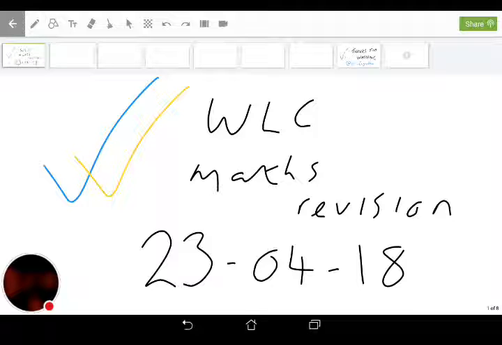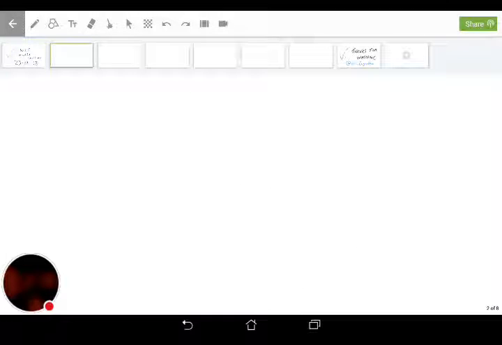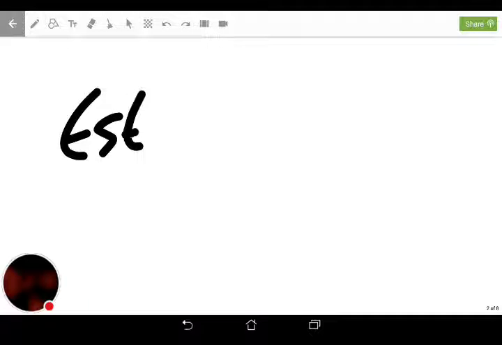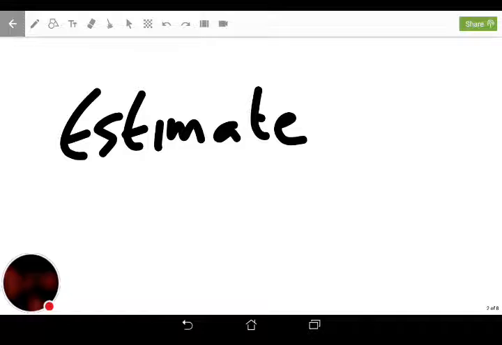What we're looking at today is the topic of estimation. Now, estimation is one of the biggest bugbears of any maths teacher and any examiner, in that people don't actually read the question. If you see the word estimation or estimate, it wants not the exact answer, it wants a roundabout answer.